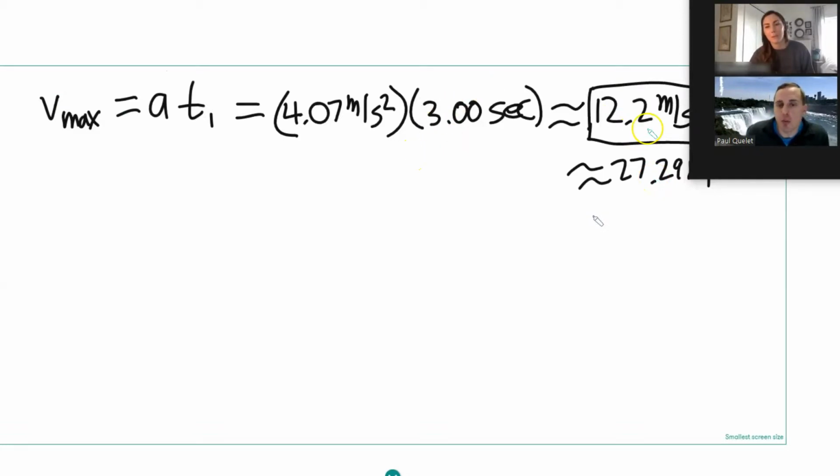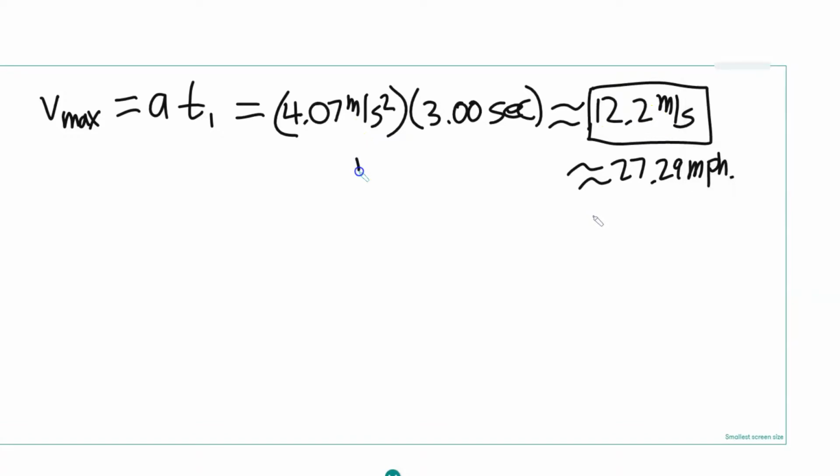Yeah, good question. So part of the reason is yes. But secondly, look at this. Look at these units. Do you see I have meters per second squared times seconds?